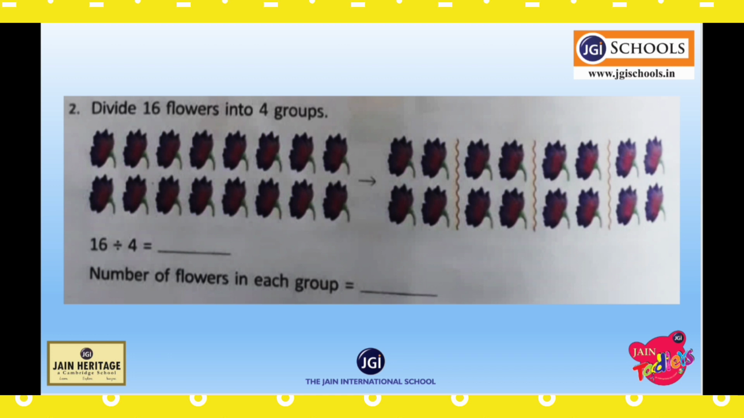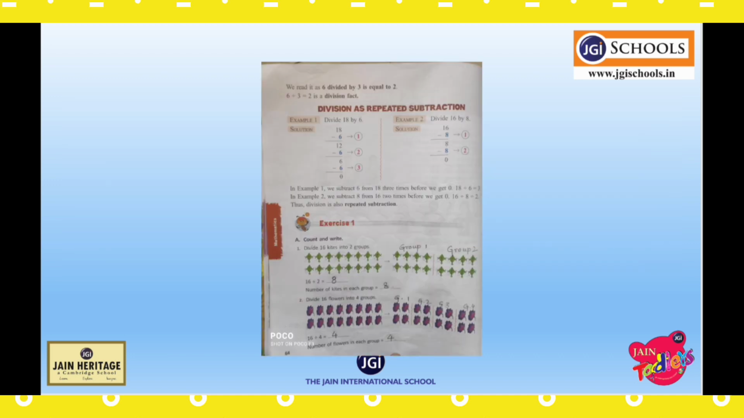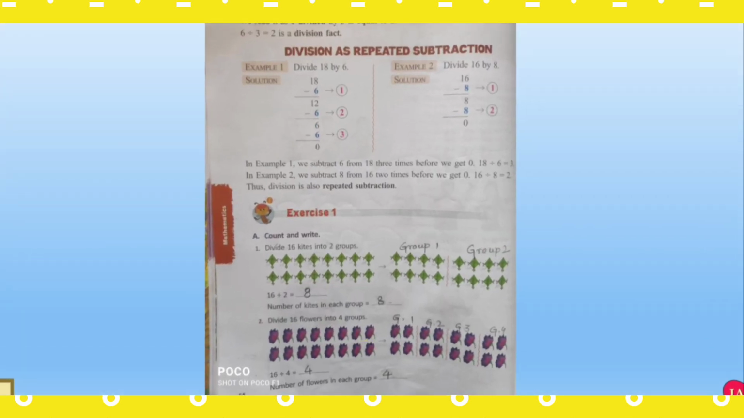So sorry, 16 divided by 4 equals 4. Here all the 16 flowers are there. They are divided into 4 groups. So how many are there in each group? 4 are there. So we will write 16 divided by 4 equals 4, and the number of flowers in each group is also equal to 4. You can see here.